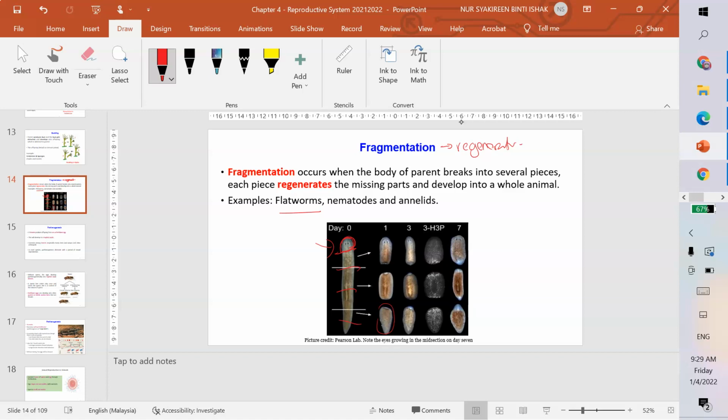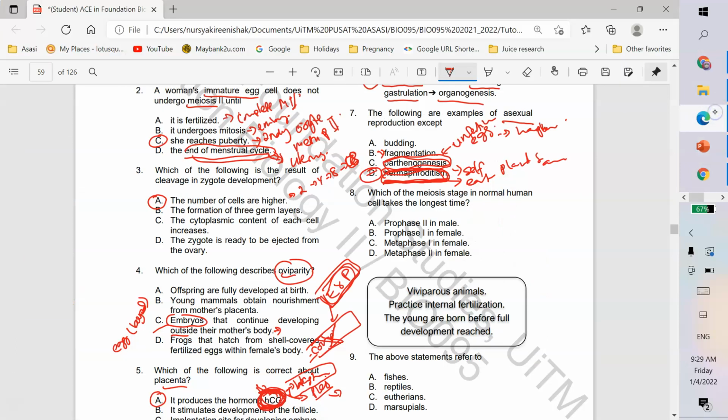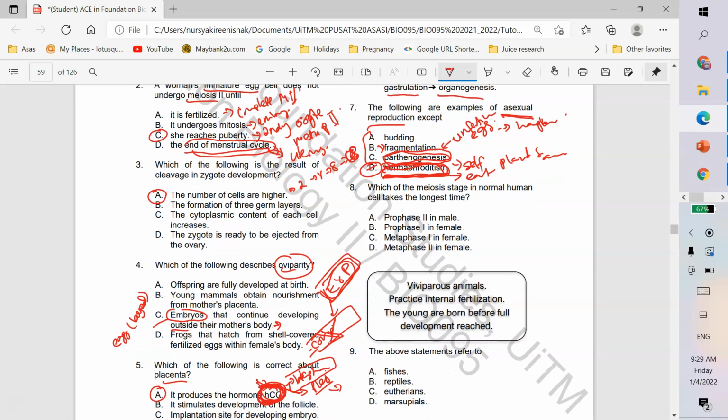So itulah dia. Okay, lagi satu adalah budding. Budding contohnya hydra, kan. So that is budding. So the bud will remain either attached or detached. Alright. So ABC ni adalah asexual reproduction because it does not involve the process of fertilization, the fusion between sperm and eggs.